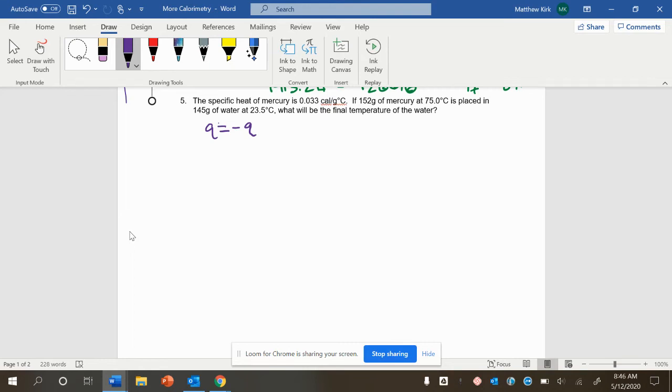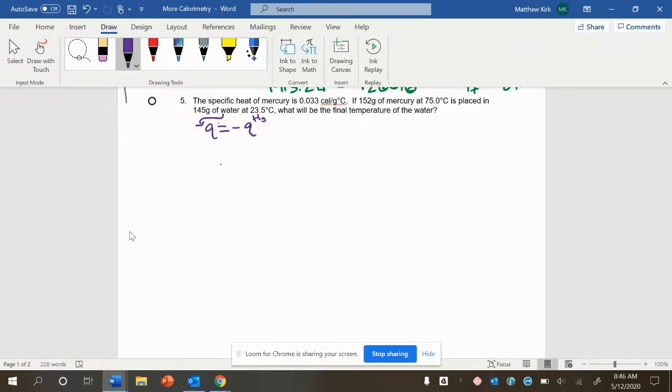And again, water is starting at the lower temperature, so we know that's going to be positive Q. It's going to absorb energy. We call that endothermic. It's positive. Our mercury starts at the higher initial temperature, so we know the mercury is going to lose energy. That's going to be the negative side of this, and that would be exothermic. All right, so let's plug in the water.